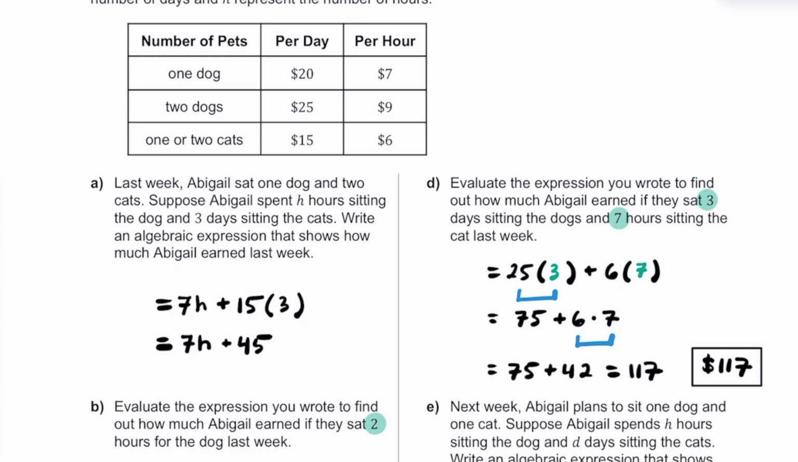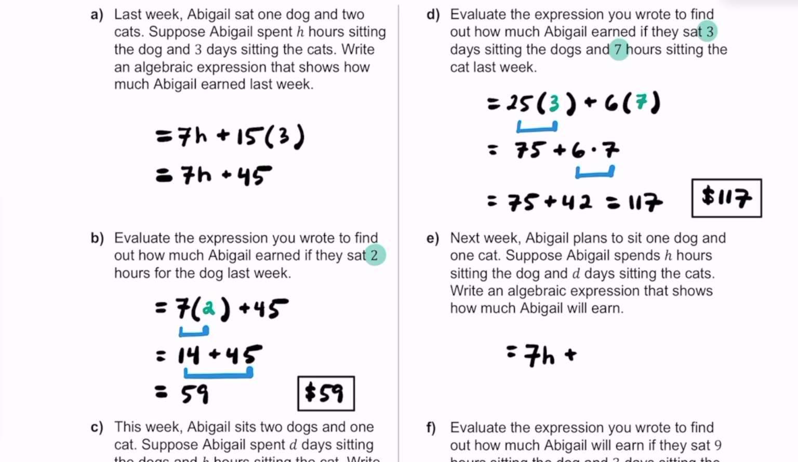So the cats, it doesn't matter how many. So here are the cats. And then it's going to be the days. So that's going to be $15 per day. So let's go ahead and say it's going to be plus 15D. All right. So this would be the expression that would tell us how much Abigail would make in total in this scenario for next week, right?